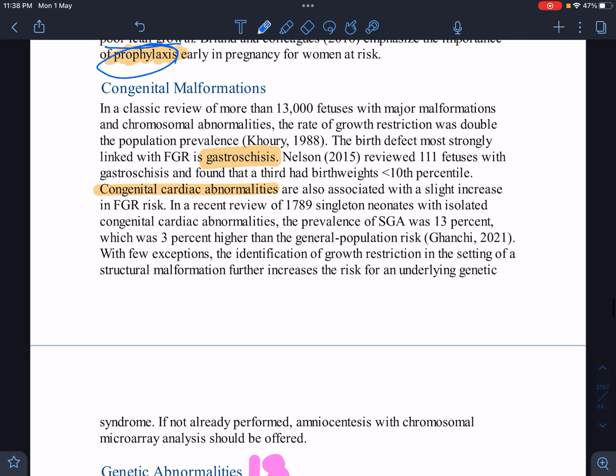Then we come to congenital malformations. Like I told, the birth defect most commonly linked with FGR is gastroschisis, where a third of the babies had birth weight less than the 10th percentile. There are also congenital cardiac abnormalities, which increase the risk of FGR.